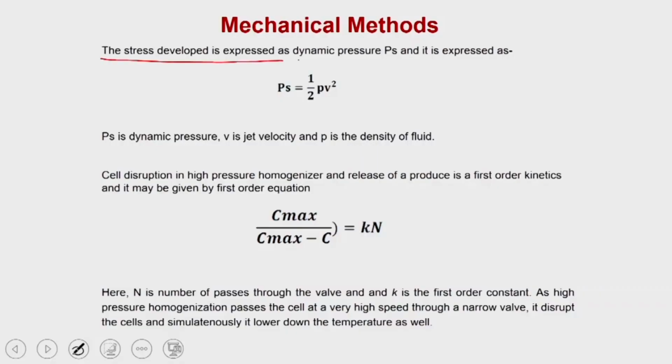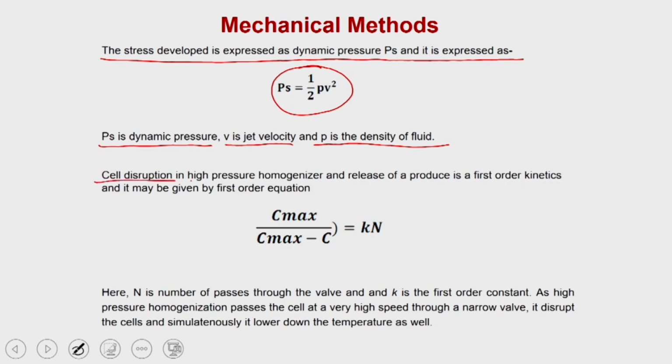The shear stress is developed as a dynamic pressure Ps, and it is expressed as Ps = ½ρv², where Ps is the dynamic pressure, v is the jet velocity, and ρ is the density of the fluid which you are using for homogenization.